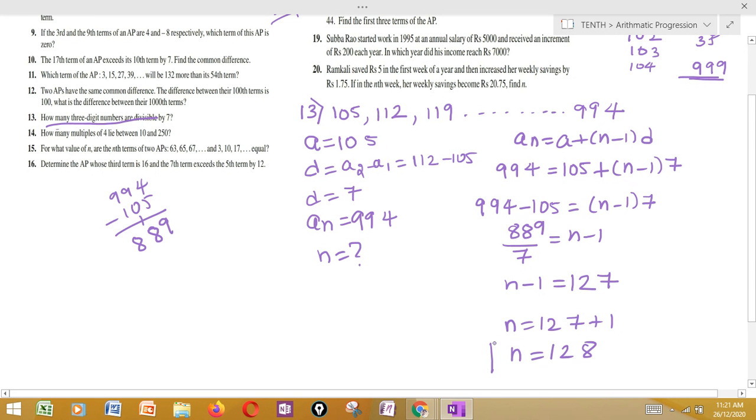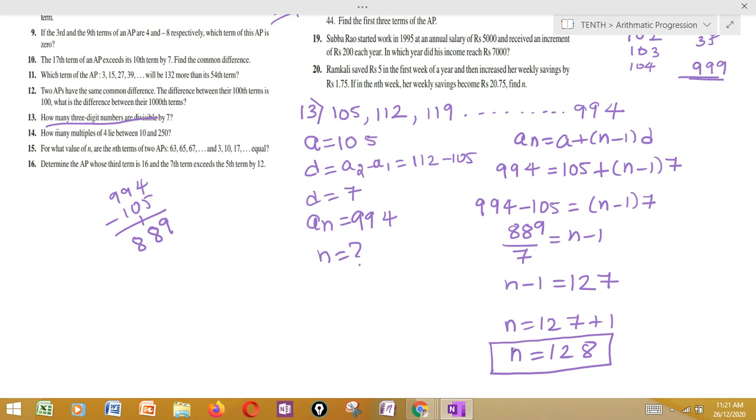This is the number of terms, the numbers of 3 digits which are divisible by 7. The answer is 128.